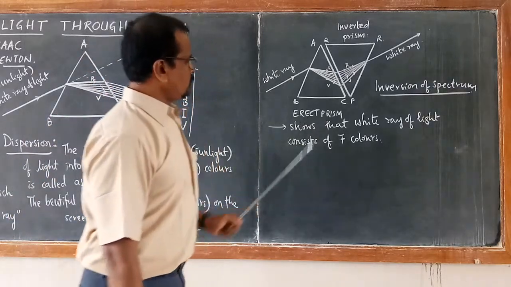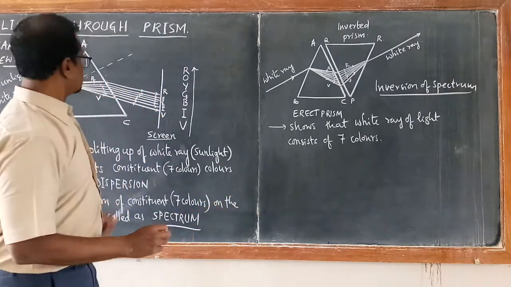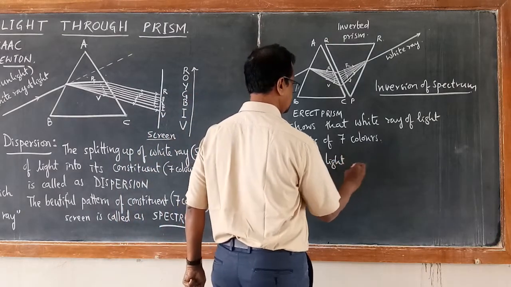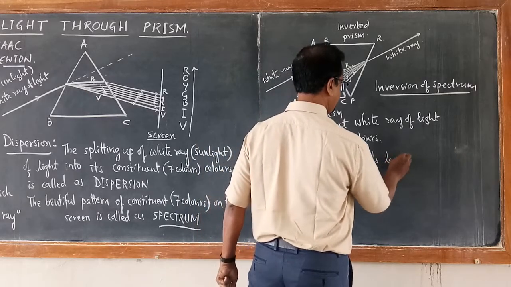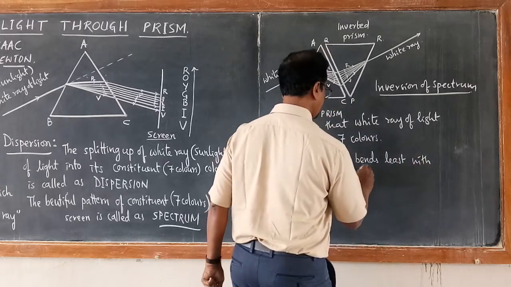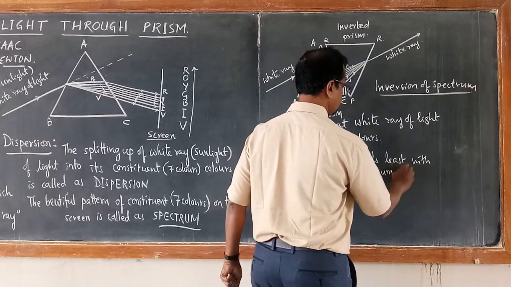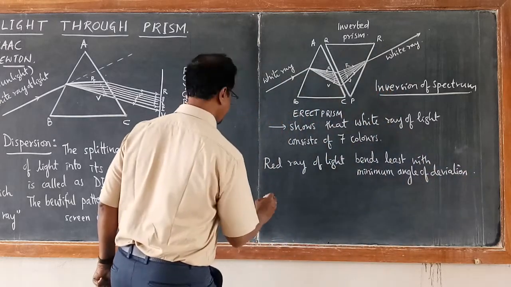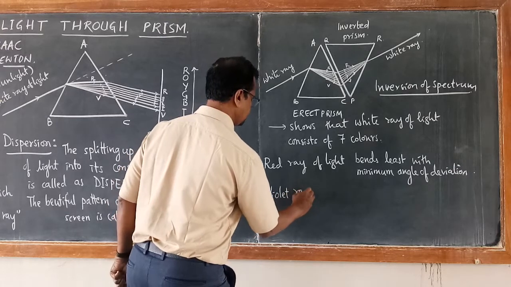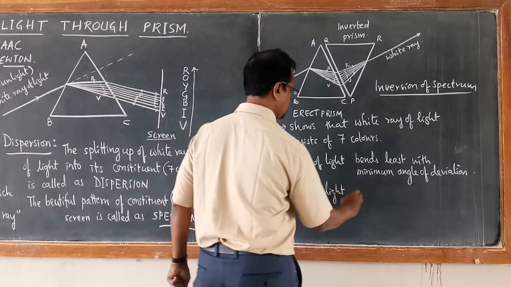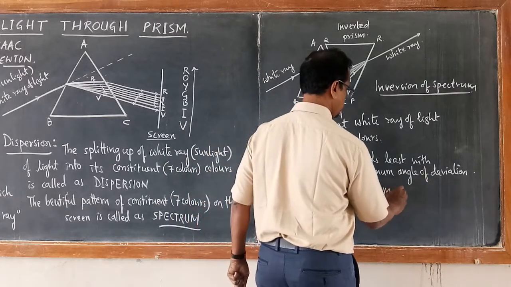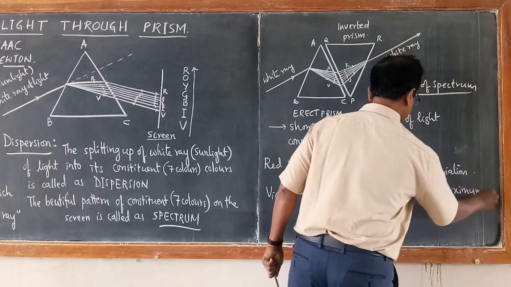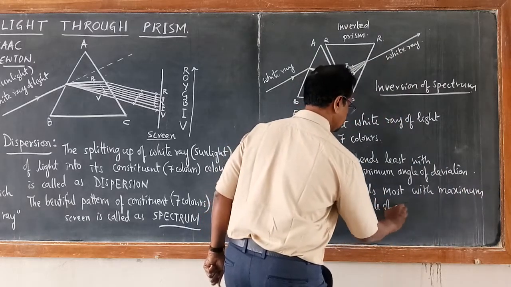Okay. Now you can just conclude that the red ray of light bends least, with minimum angle of deviation, and the violet ray of light bends most, with maximum angle of deviation.